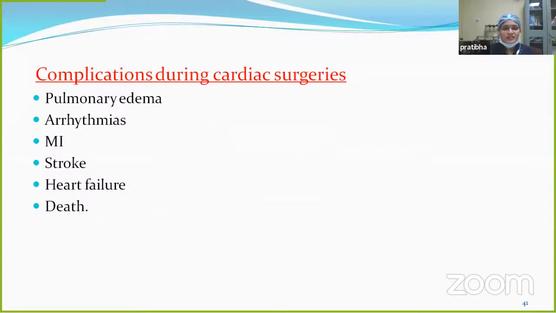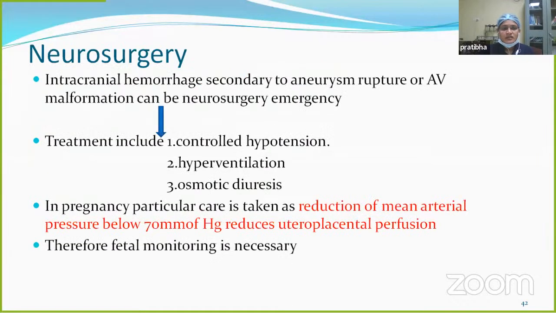Complications during surgeries, like cardiac surgeries, include pulmonary edema, arrhythmias, myocardial infarction, stroke, heart failure, and finally death. Coming to neurosurgery, intracranial hemorrhage secondary to aneurysmal rupture or arteriovenous malformation can be a neurosurgical emergency, and treatment includes controlled hypotension, hyperventilation, and osmotic diuresis.